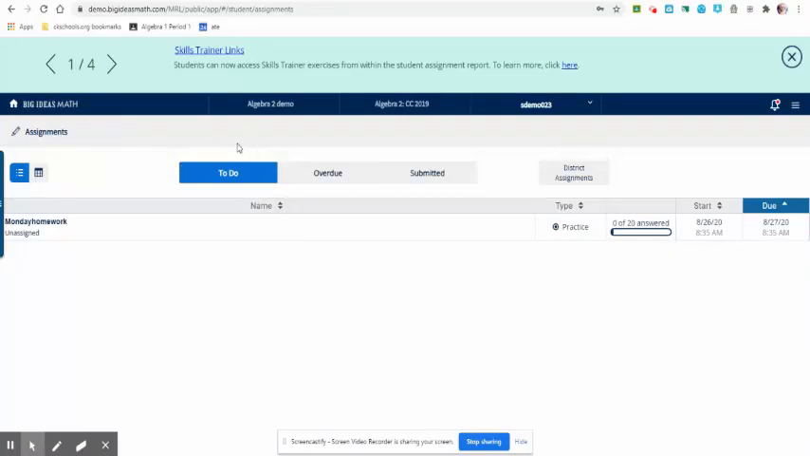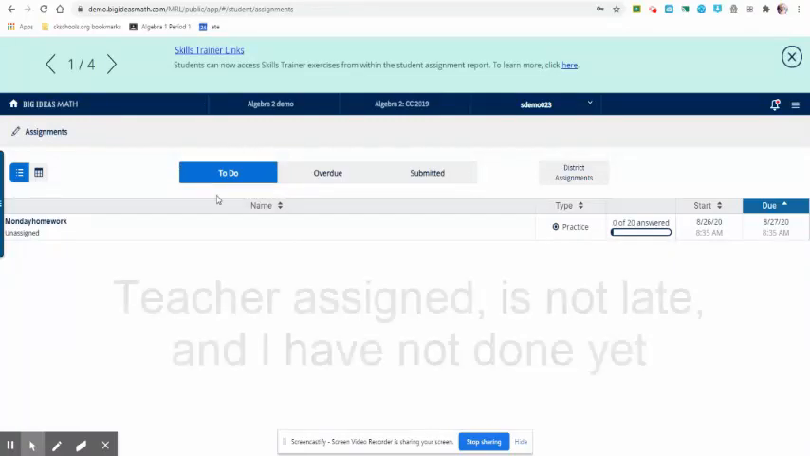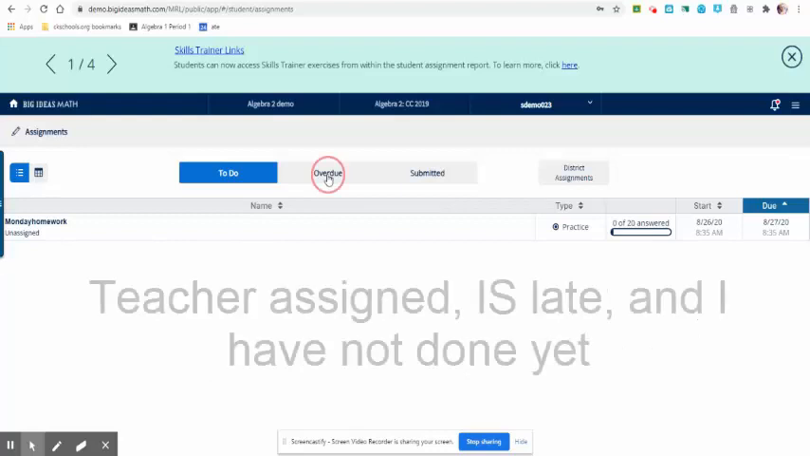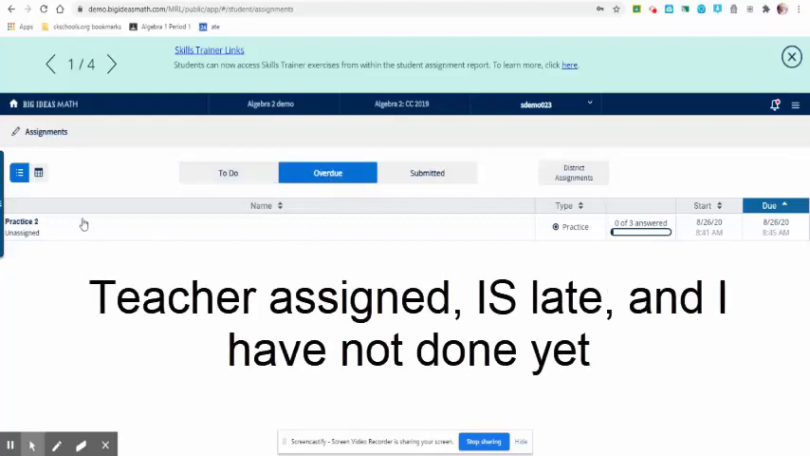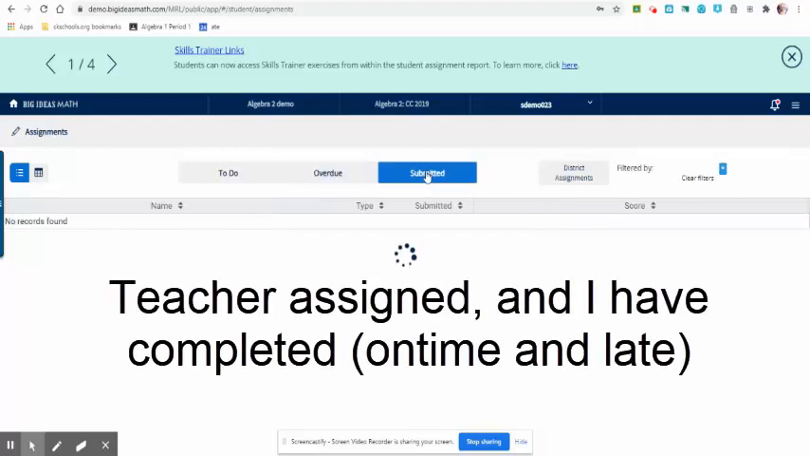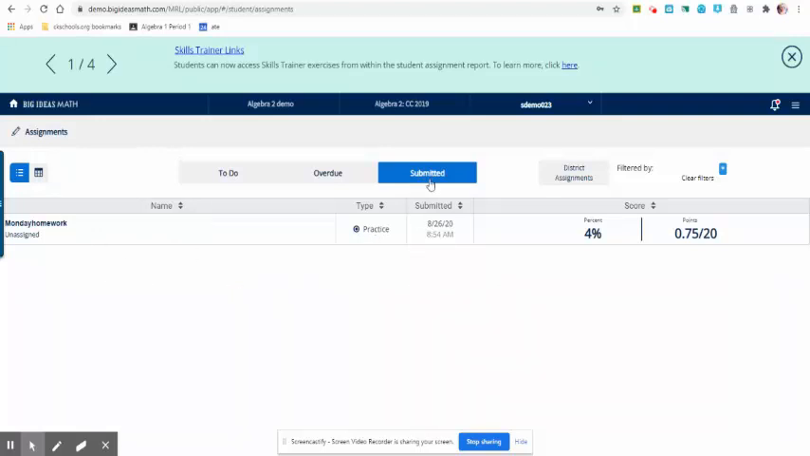Notice I see To Do, Overdue, and Submitted. To Do is an assignment that my teacher gave me, is not late, and I have not done yet. Overdue, this is an assignment that my teacher gave me, it is late, and I have not turned it in yet. Submitted are assignments that my teacher has given me, I have completed both on time and late. Under Submitted, you will see the time that you submitted it on, the grade that you got.